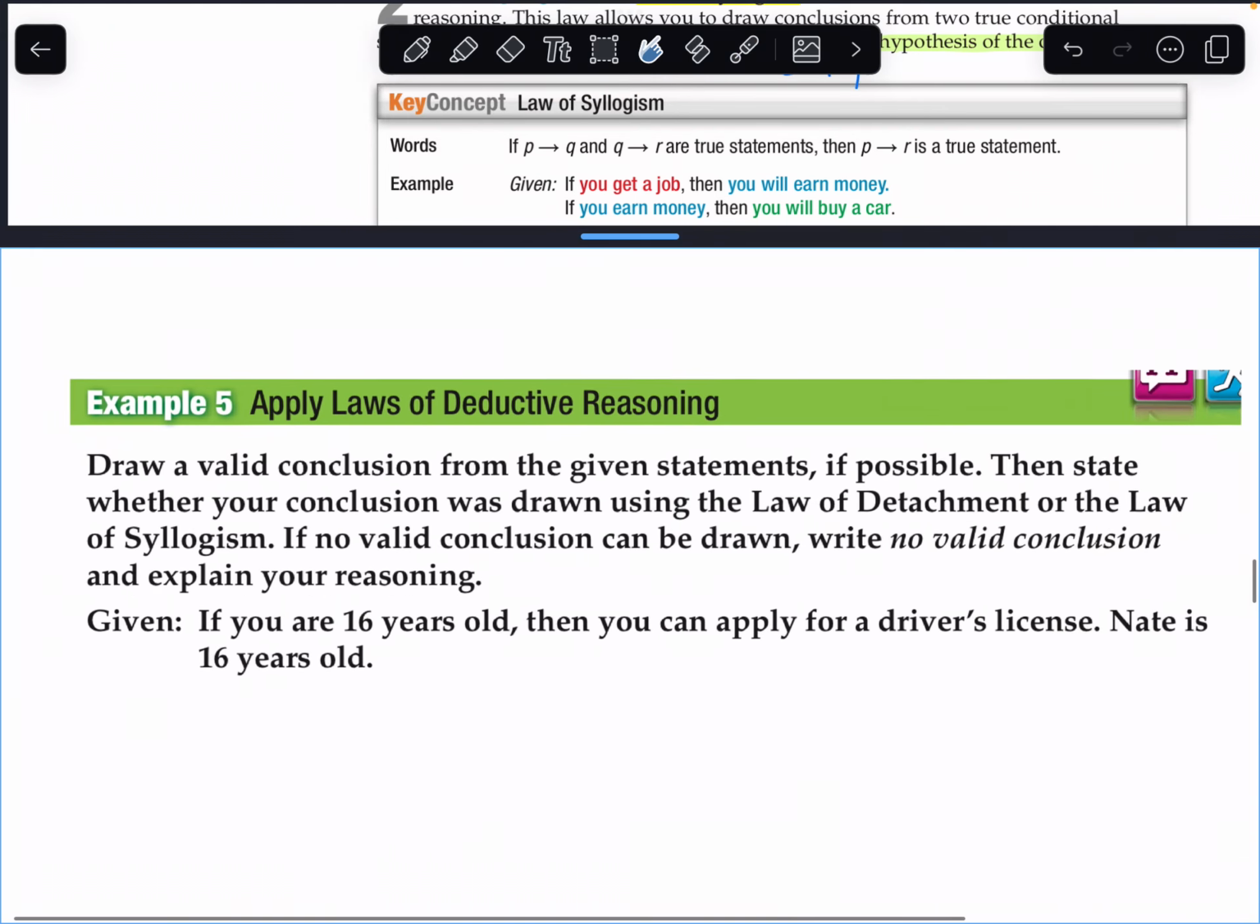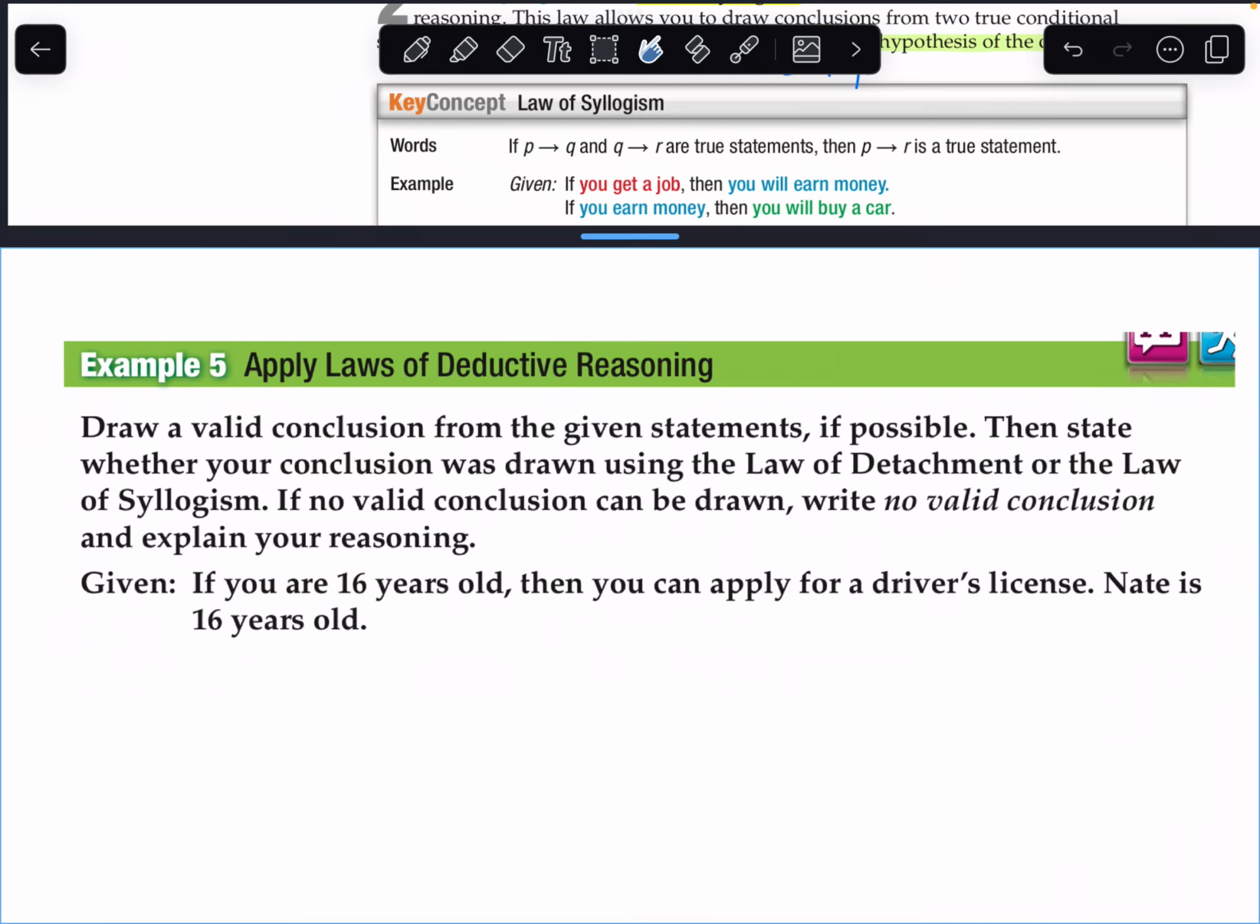All right, finally, example 5, apply laws of deductive reasoning. So they're not going to tell us which one to use. We just have to draw a valid conclusion from the given statements if possible. State whether your conclusion was drawn using law of detachment or law of syllogism. If no valid conclusion can be drawn, write no valid conclusion and explain your reasoning. You cannot just give up, saying, oh, I don't see it, therefore there's nothing valid. No, you have to be able to demonstrate that this is the opposite of one of them. They are almost, but definitely not quite one of those laws, as we've seen in some of the prior examples.